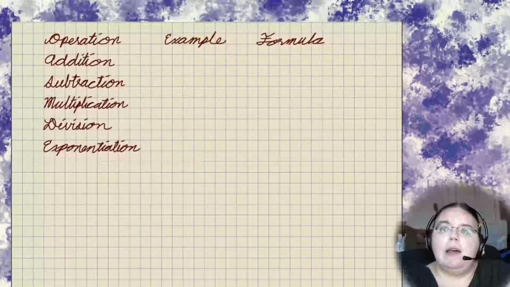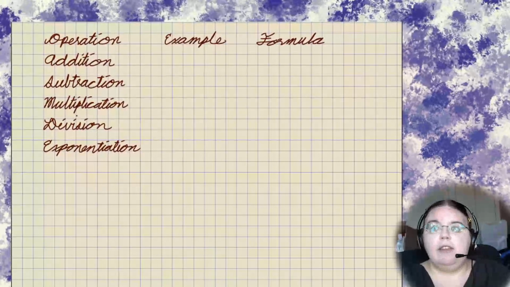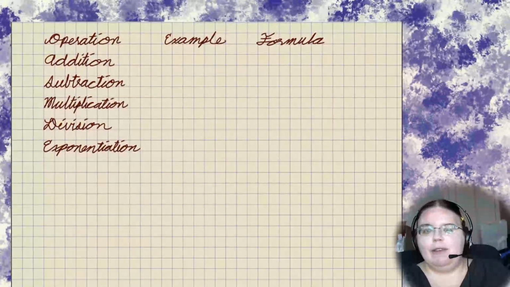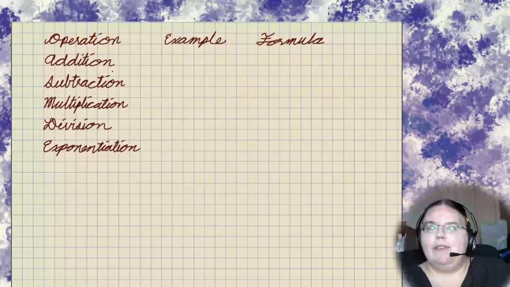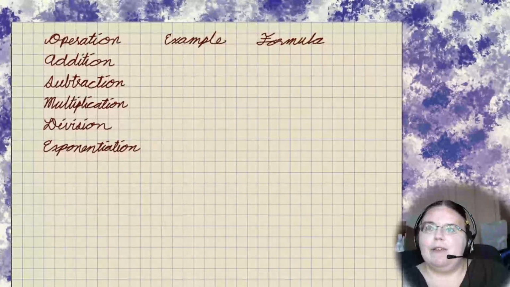So I've got 5 operations listed here: addition, subtraction, multiplication, division, and exponentiation. A lot of people stop listing operations at division. I say, well, raising to a power is an operation. It's a thing you do with 2 numbers. It's a binary operation. Let's consider it and find out if it's commutative.